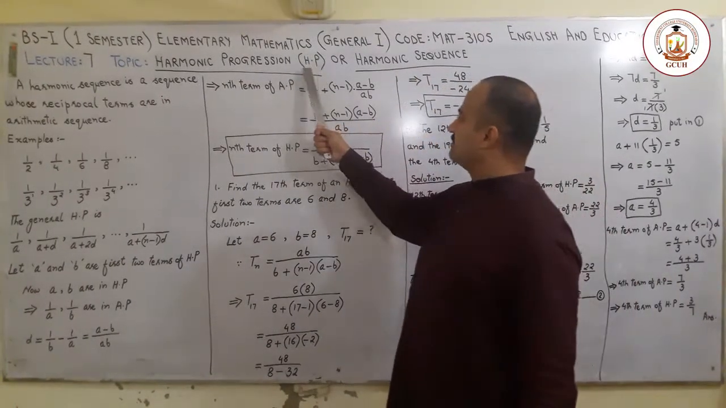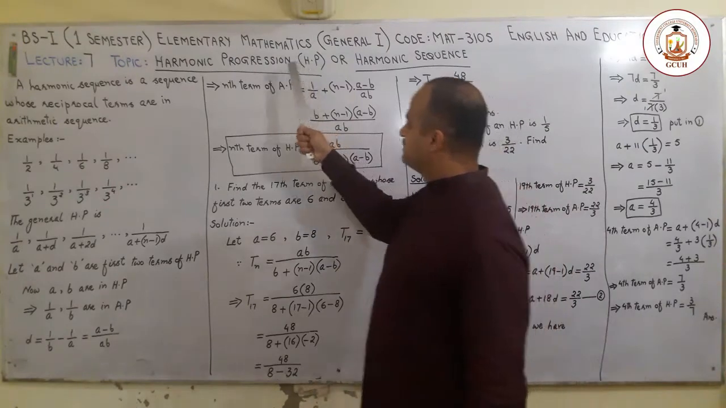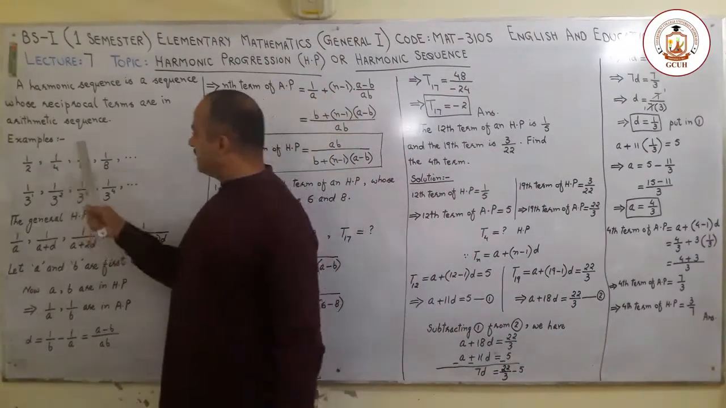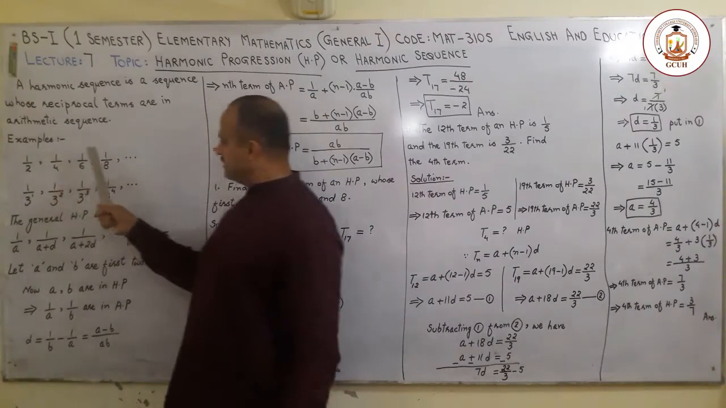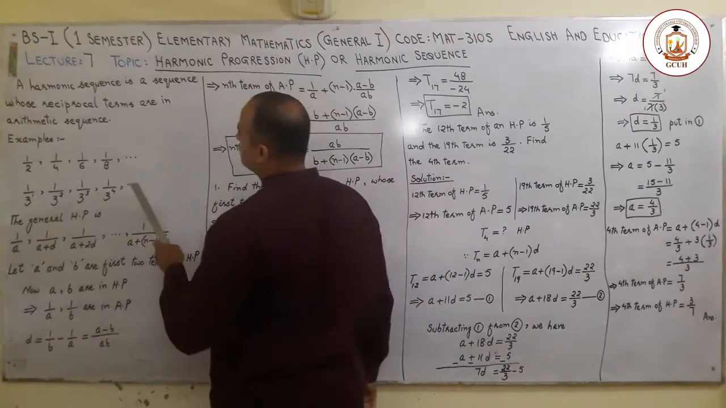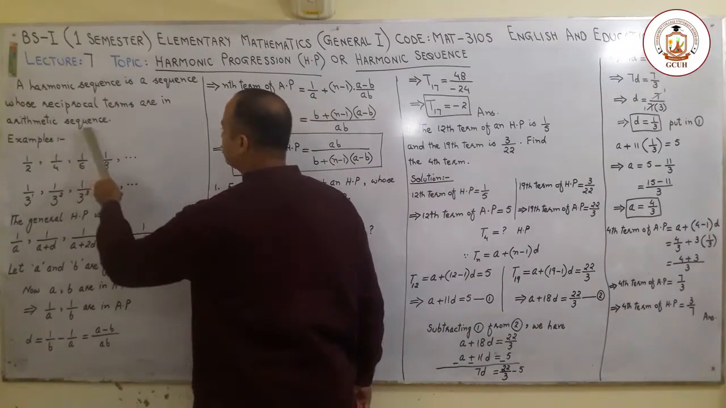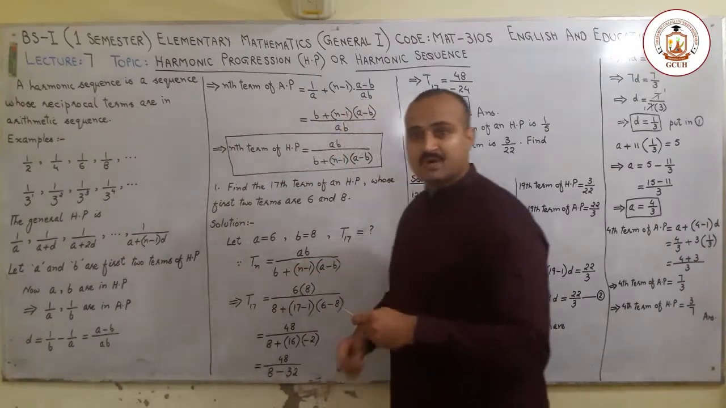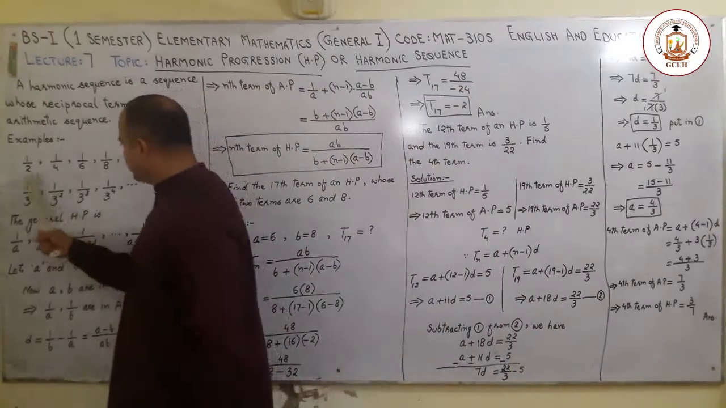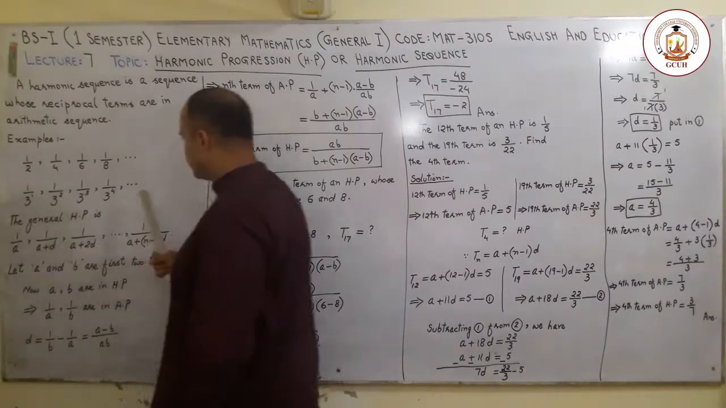Its short form is HP and it is defined as a sequence whose reciprocal terms are in arithmetic sequence. Now here in this topic, we will follow terminology of arithmetic sequence in reciprocal form. So let us consider two examples of harmonic progression.